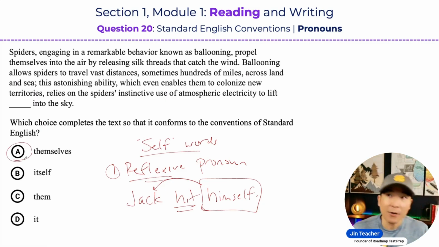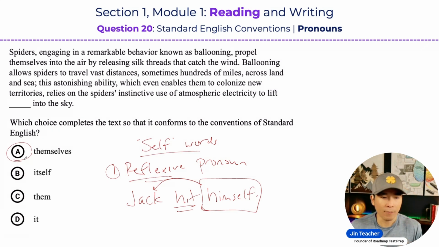So that'll be helpful for you guys to know because sometimes the SAT does test you on pronouns, or sometimes they test you on self words. And when they do, they're usually testing you on this concept here, reflexive pronouns, right? So just learn it, memorize it. But I think more importantly, you guys, remember the key takeaway for pronouns is, don't make them harder than they need to be.